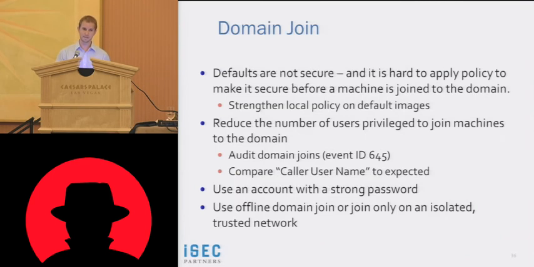For domain join, it's very hard to push policy and secure this before you join to the domain, since the domain is usually your mechanism for policy. So either set this policy on your system images, domain join offline, use a password for joining to the domain, and audit who is able to and who has actually joined machines to the domain.